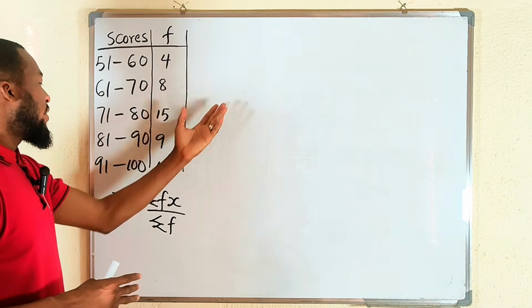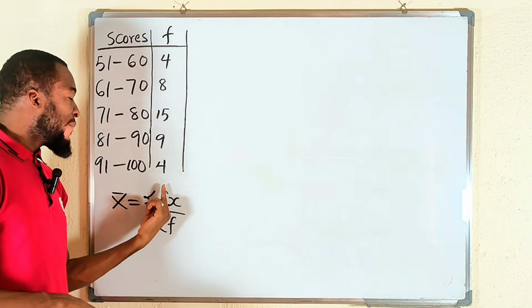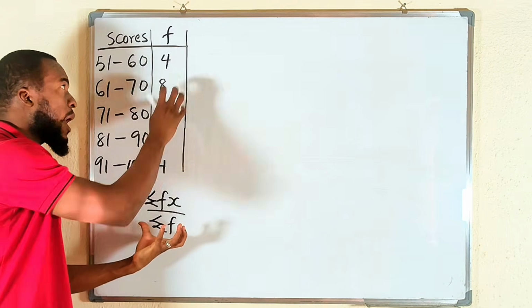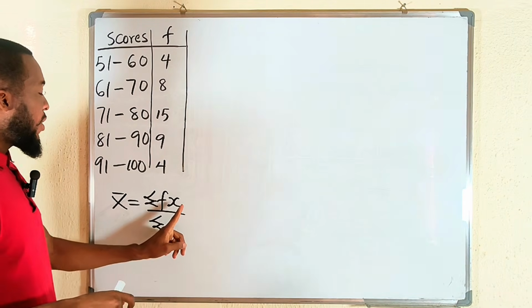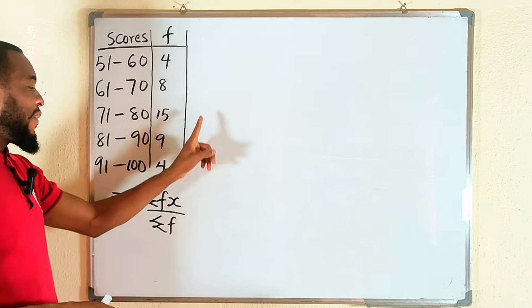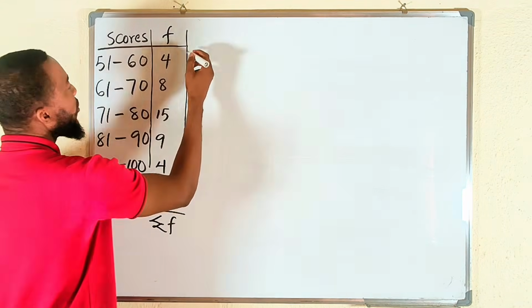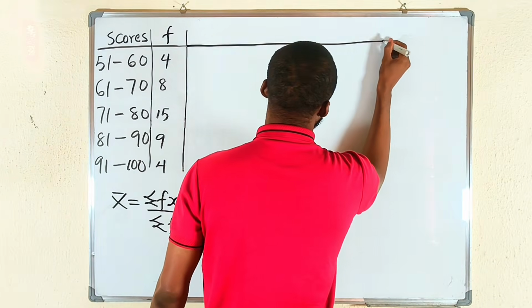But if you look at our table, we don't have x, we don't have fx. So make sure that everything here appears here. Yes, that is the logic. Since we don't have x, we have to find it first before we find the product of x and f. So let me form 2 columns, though we are going to have many columns here.